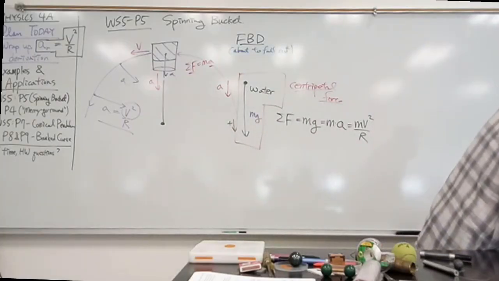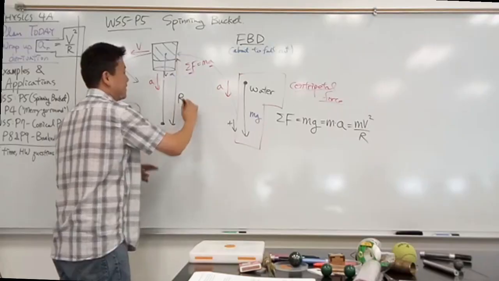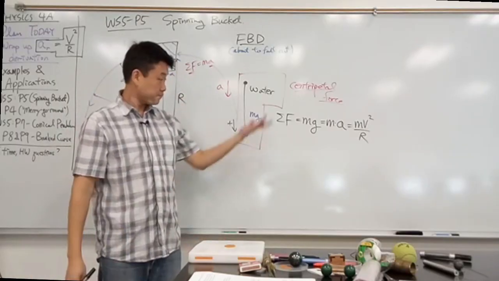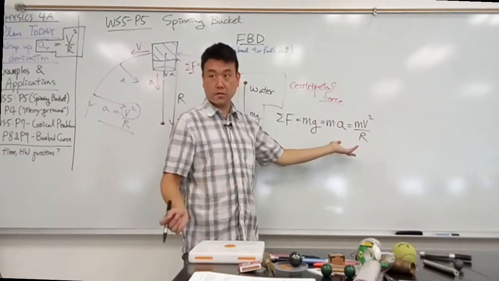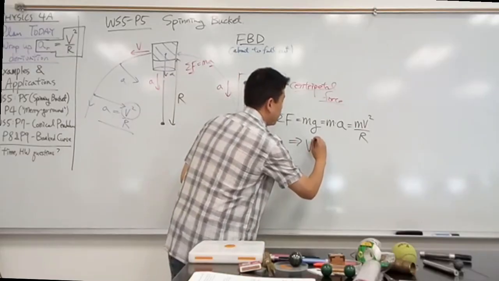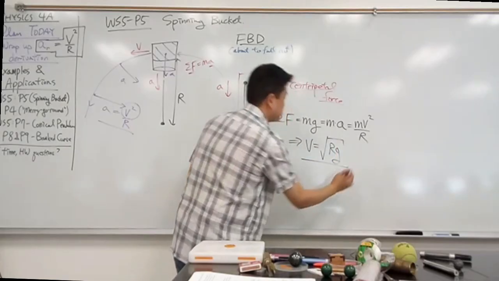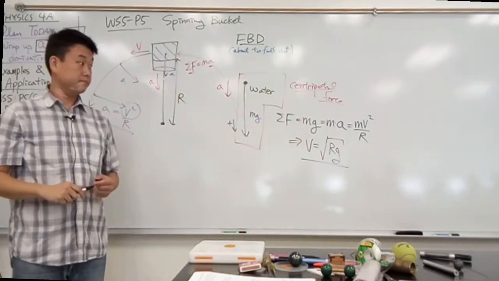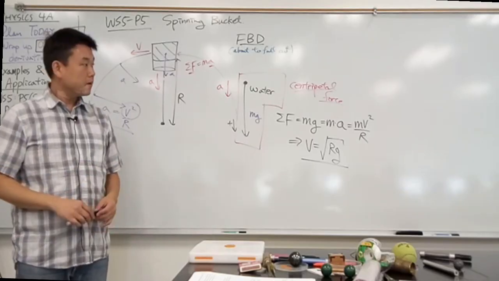They gave us r, right? Quantities needed. All right, one of the quantities we needed is the radius r. So yeah, masses cancel out, so I don't need to know the mass of the water. I can solve for v. And when I solve for v, I get v is equal to square root of rg. Good? That's it. Pretty simple question.